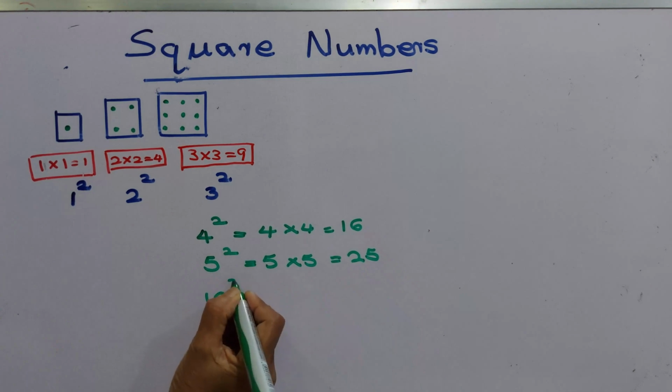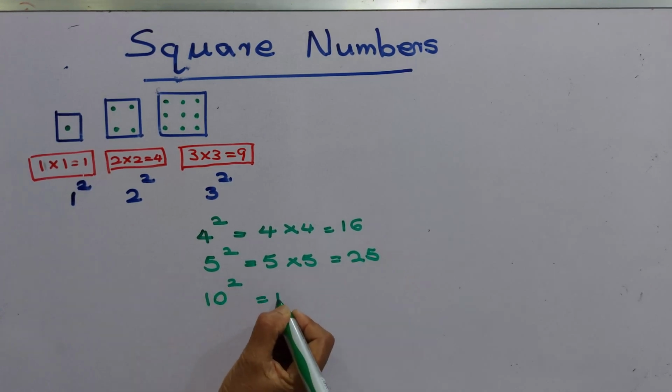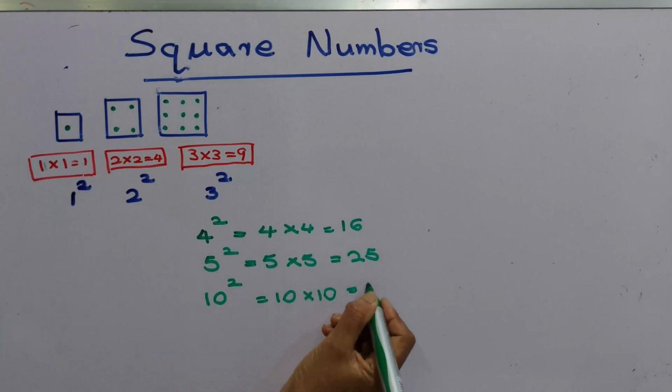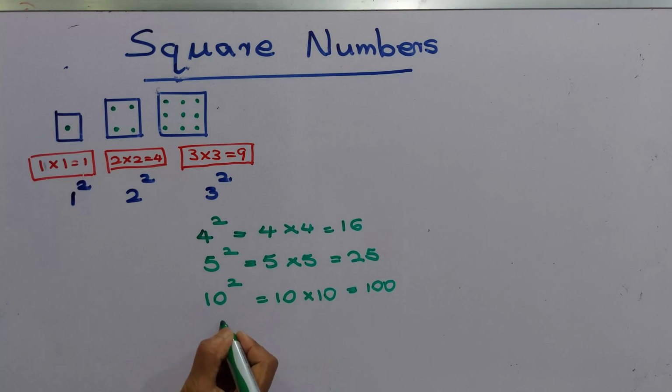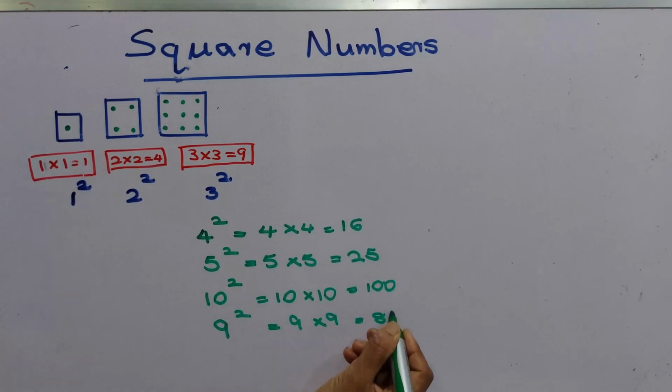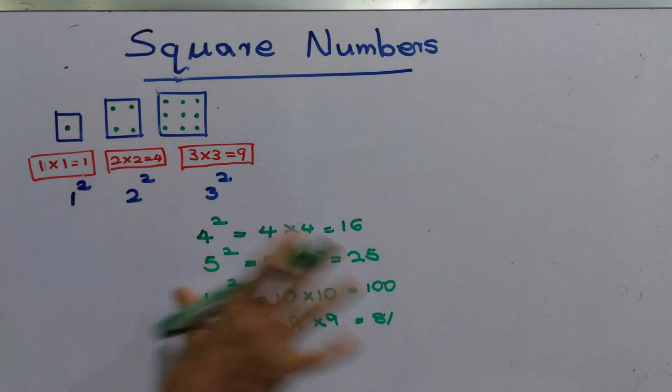10 squared. That is 10 into 10. Answer is 100. 9 squared. That means 9 into 9. Answer is 81. These are the squared numbers.